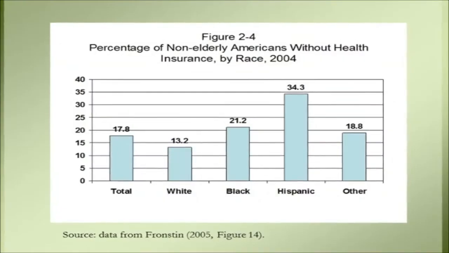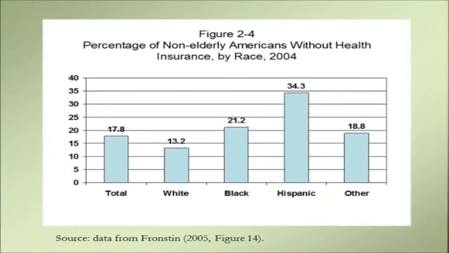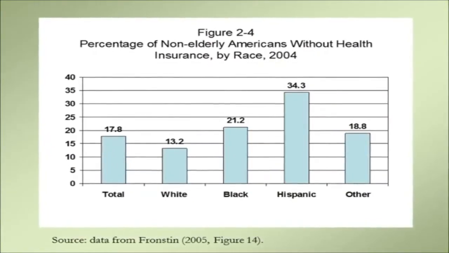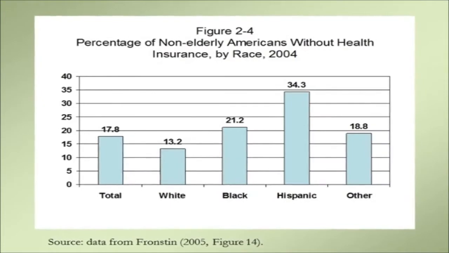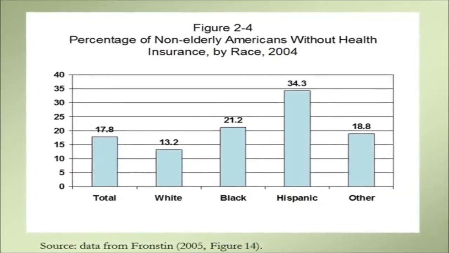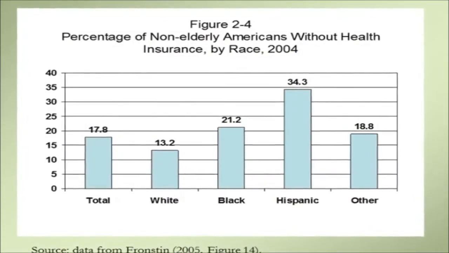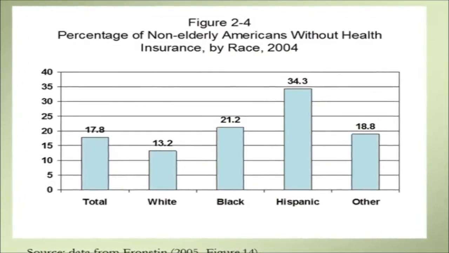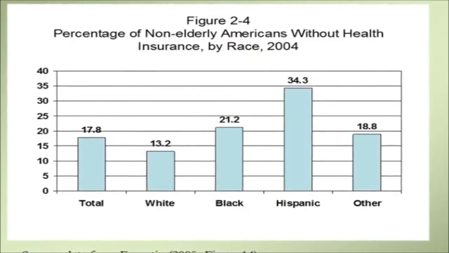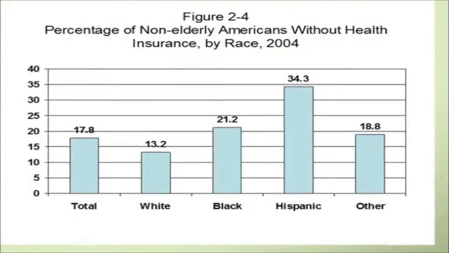This is the percent of non-elderly Americans without health insurance, and I think the large number there is kind of self-explanatory at 34.3. Hispanic, as far as the race, has the highest prevalence of non-insurance, and think about undocumented immigrants into the United States. That could be a big contributor to that.